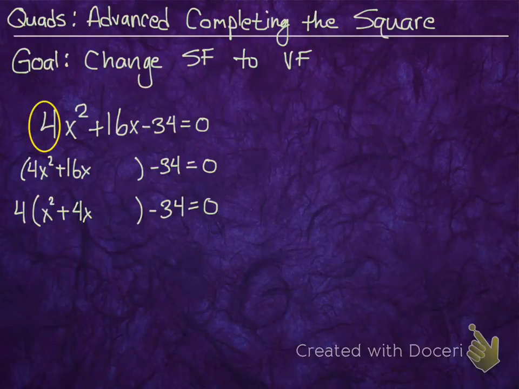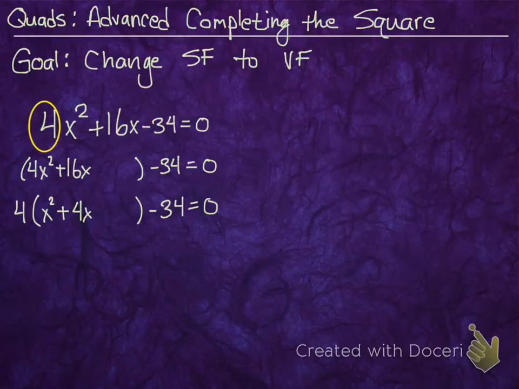So we want it just to be a 1 in front of the x squared. So what we do is we manipulate it so it is so. We move that 4, we divide it out, and we divide it out between the 4x squared and the 16x. So it now becomes 4 times parentheses x squared plus 4x. Then minus 34 is left alone because it's outside of the parentheses.